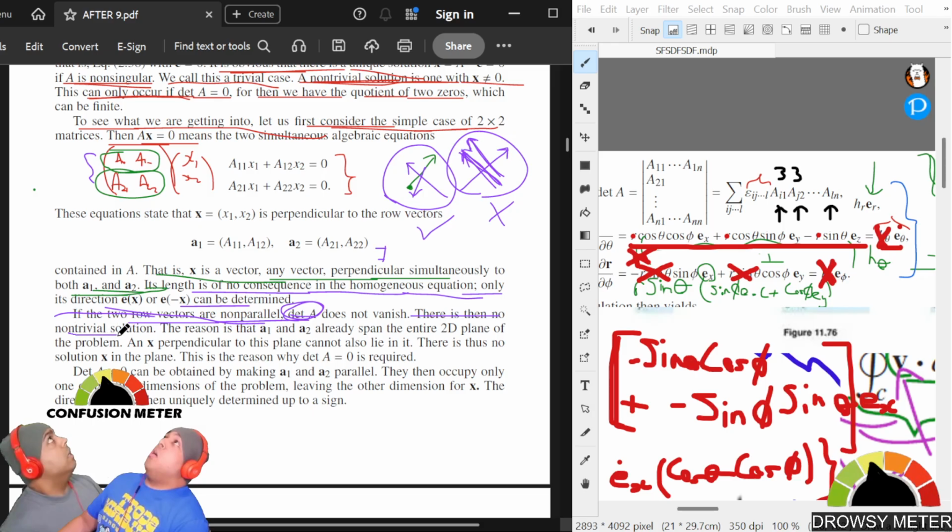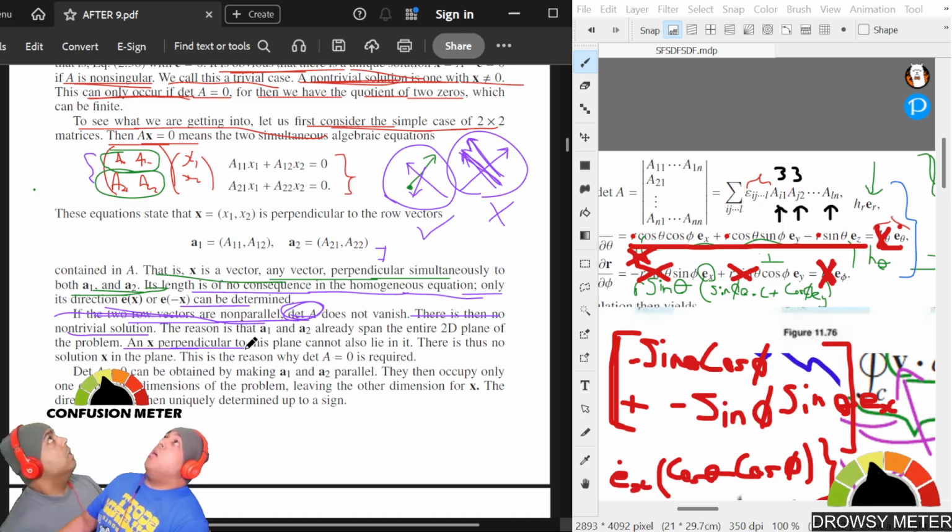There is then no non-trivial solution. If the two row vectors are non-parallel, I mean one in y, one in z, the determinant does not vanish. There is then no non-trivial solution. There is yes a trivial solution. So there's only the trivial solution if one is in the y, one is in the z.